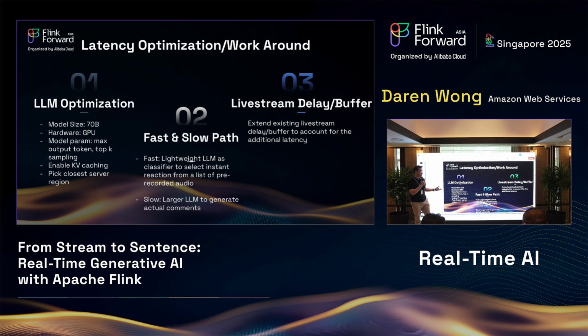And lastly, in terms of network latency, we can optimize it by just picking the closest region to host our LLM server. So this is the first option. The second optimization that we can do here is to introduce a fast and slow path, or fast and slow commentators.